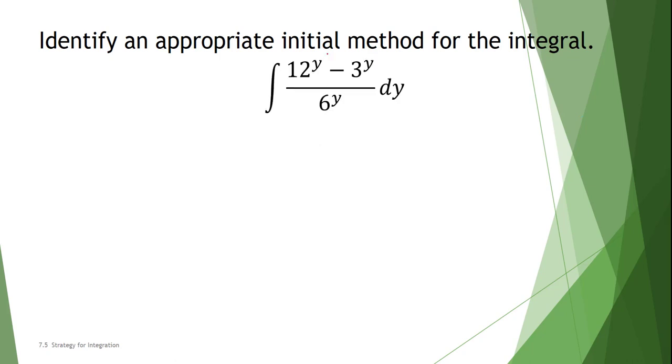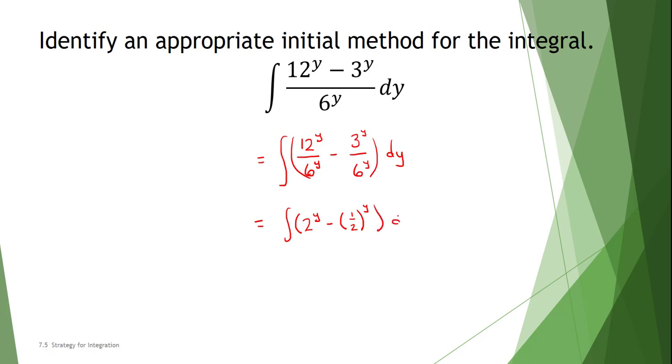In this problem, I have 12 to the y power minus 3 to the y power divided by 6 to the y power dy. Here, I would use algebra to rewrite the integral, splitting it up as fractions. 12 to the y over 6 to the y minus 3 to the y over 6 to the y. And then each of these fractions I can simplify. So we have 2 to the y power minus 1/2 to the y power dy. Then we can just integrate directly.